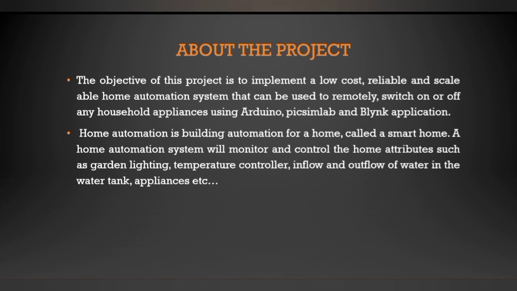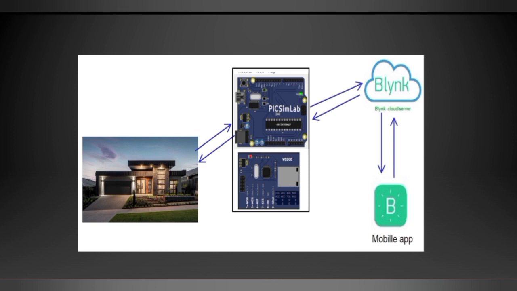A home automation system will monitor and control the home attributes such as many appliances in the home. That is, the control is taken using the Blink app. The Arduino UNO and Ethernet shield are used here. The Arduino UNO is an open source microcontroller board that can be integrated into a variety of electronic projects. The Ethernet shield is a technology of connecting the devices in a wide local area network.